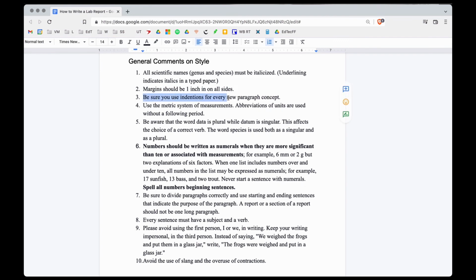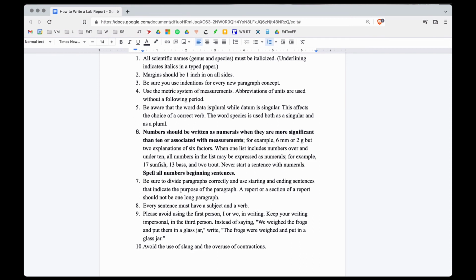And make sure that when you are writing and you have a new concept, that you have a new paragraph for every single new idea or concept. So be sure that you're doing that correctly. Be sure that you're utilizing the metric system. We don't want to be working in the imperial system.